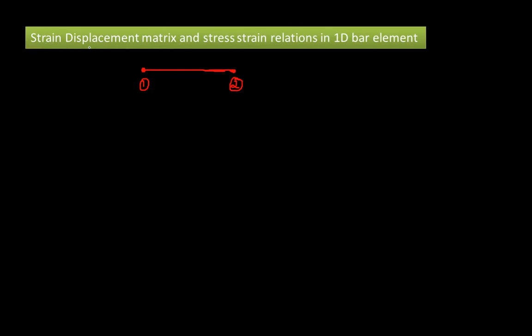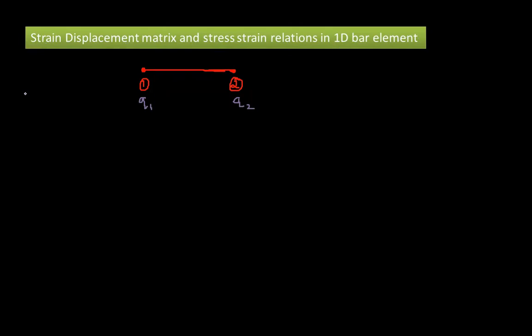We are going to see the strain displacement matrix as well as the stress-strain relationship in a one-dimensional bar element. Let us consider this is a one-dimensional bar element. At node number 1, let us say the displacement is Q1. At node number 2, let us say the displacement is equal to Q2.